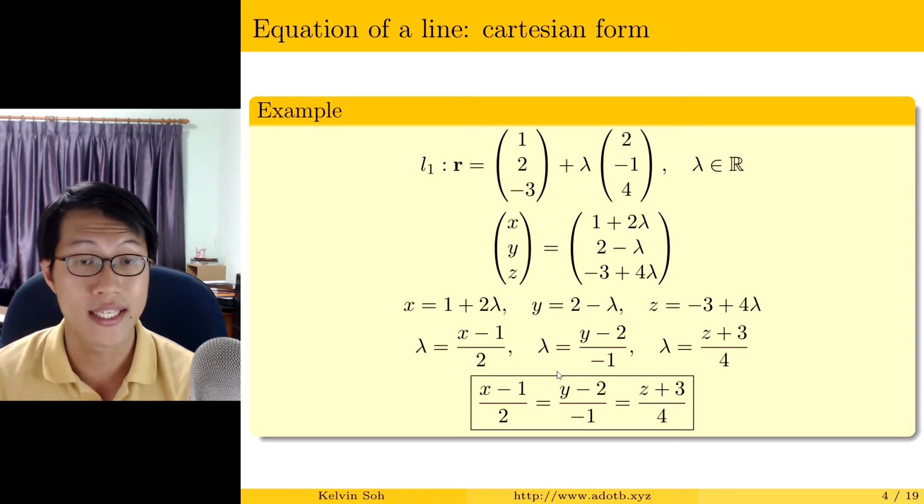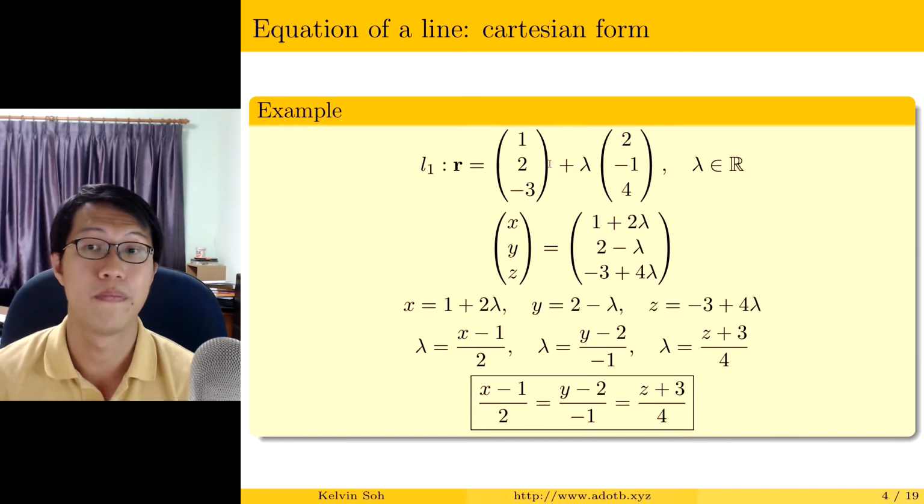To reverse the process, if we are asked to convert a Cartesian form back into a vector form, we will just reverse all our steps. Let each of the parts be equal to lambda, make x, y, and z the subject, join them up into r, and break up based on the direction vector as well as the point.